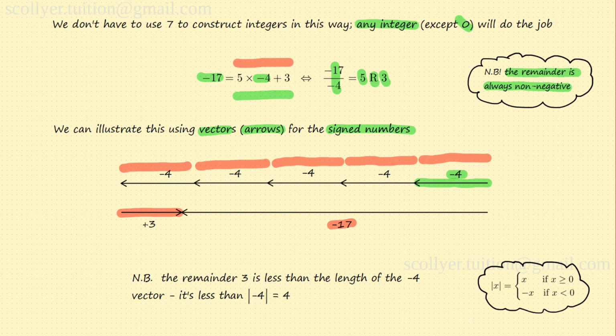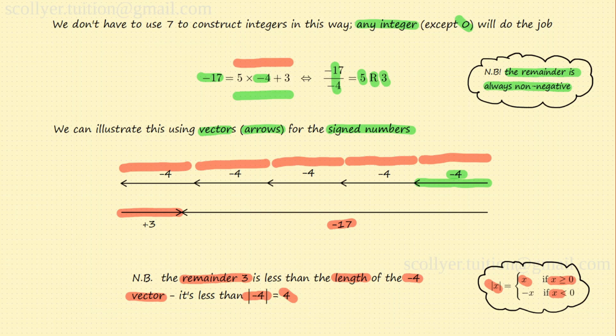And note in this case that the remainder 3 is less than the length of the minus 4 vector, the minus 4 arrow, i.e. it's less than the modulus of minus 4, which is 4. And the modulus function, mod x, always spits out a positive number. If x is greater than or equal to 0, it spits out x.